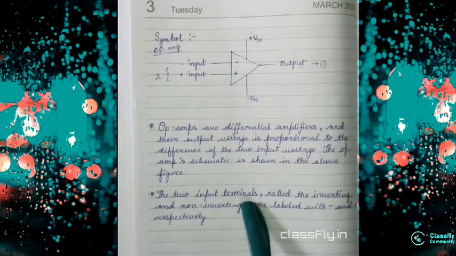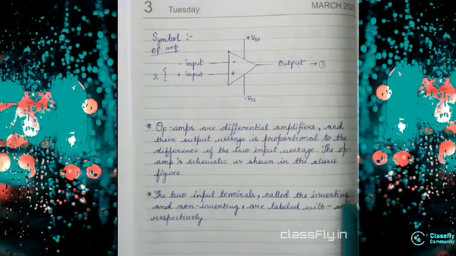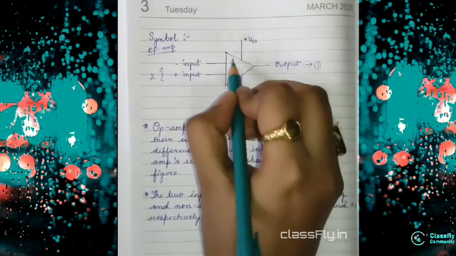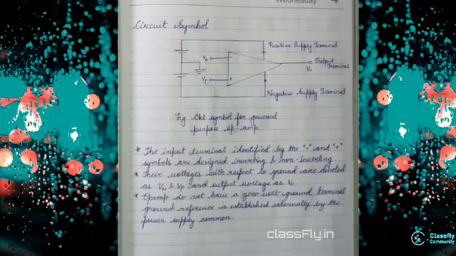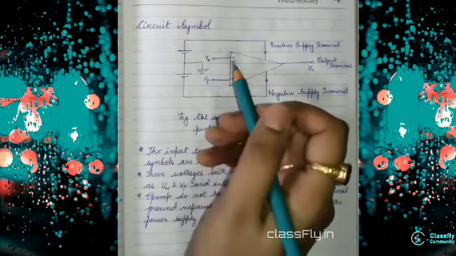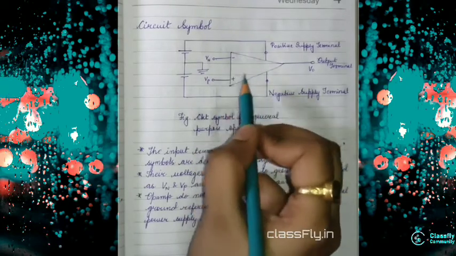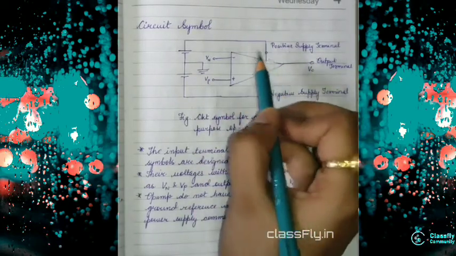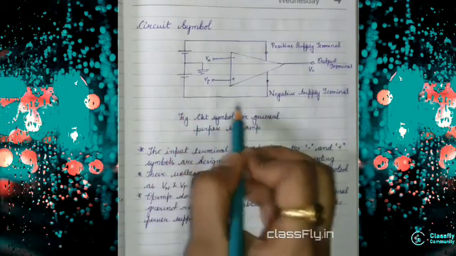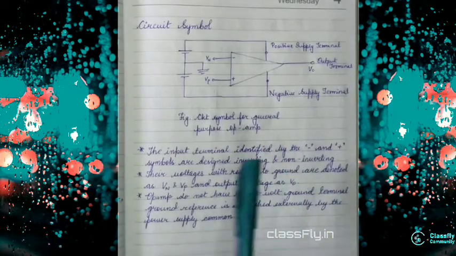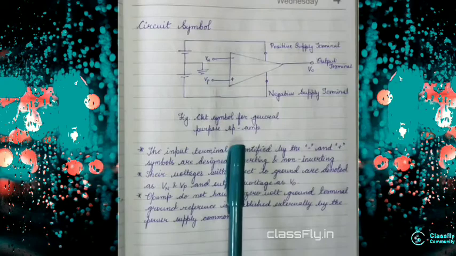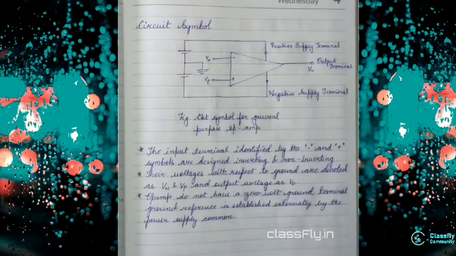The two input terminals, called the inverting and non-inverting, are labeled with minus and plus. This one is the inverting one and this one is the non-inverting one. Now let's look at the circuit symbol. There are two inputs, inverting and non-inverting, and one output. This is the positive supply terminal and this is the negative supply terminal, and this is the output terminal. This is the circuit symbol for a general purpose op amp.